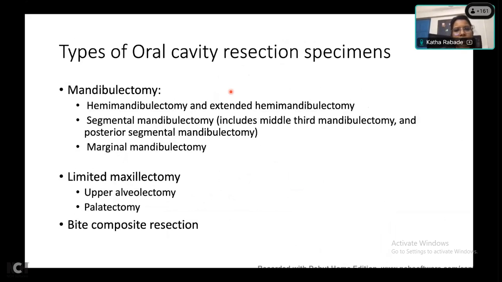Oral cavity resection specimens in addition also include mandibulectomy, so hemimandibulectomy or extended hemimandibulectomy, segmental mandibulectomy, which includes middle one-third mandibulectomy and posterior segmental mandibulectomy, and marginal mandibulectomy. Limited maxillectomy may be received for upper alveolus tumors, like upper alveolectomy or a palatectomy specimen. And when upper and lower alveolus both are removed, a bite composite resection may be received.